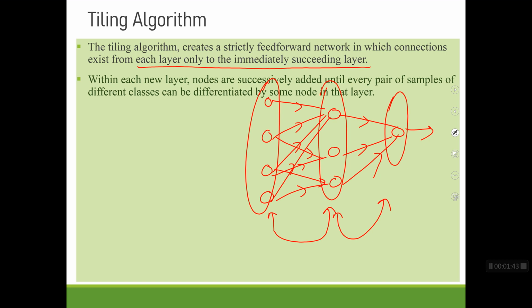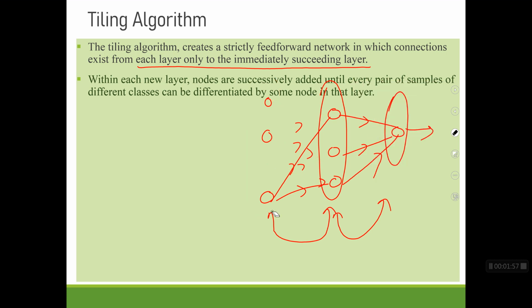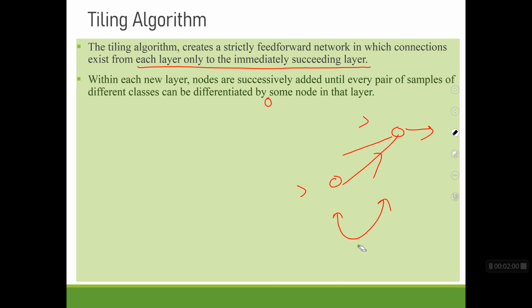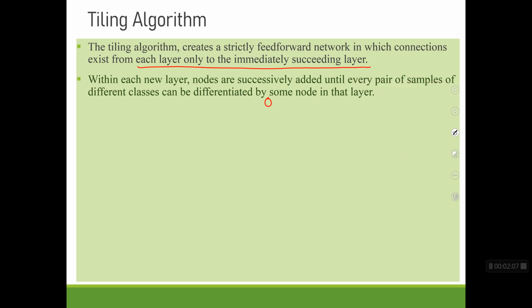Next, with each new layer, now how are these layers added? Whenever we begin, we will be beginning with the first layer only, and then successively the nodes will be added. So in this case, we would be beginning with one particular node. We begin with one particular node and then we would go on adding more and more nodes in that particular layer. So within each new layer, nodes are successively added until every pair of samples of different classes can be differentiated by some node.